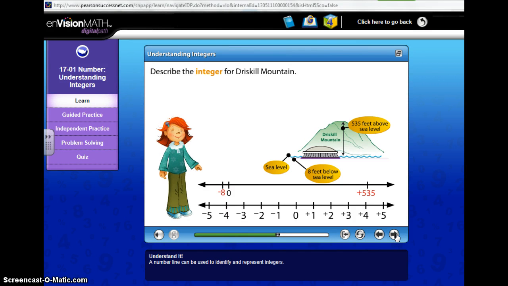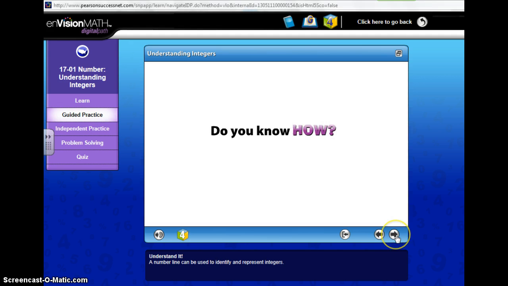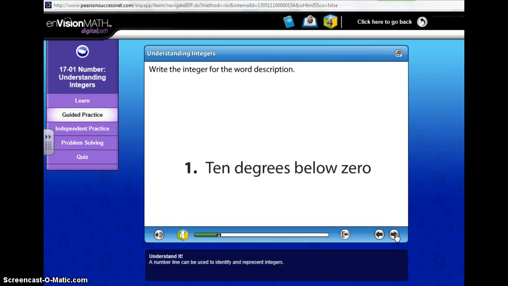Okay, let's take a look at this. Tell me how you would say this. Aiden? Negative 10, because he used this keyword, below 0. Now, did you picture in your head a number line, or did you just know that? You knew it. Oh, wonderful. How about, tomorrow could be 70 degrees above 0. How would we say that?